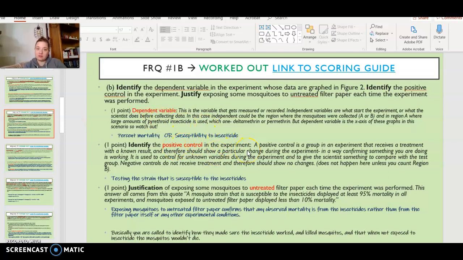I mentioned positive control. Positive control is a group in the experiment where you do something and you are expecting to see your result. So in this case, the positive control is that they test on a species or a strain of insects that does die from insecticide, right? They want to start with something that is not resistant, and they're looking at how resistance is affecting it over time as this strain changes.